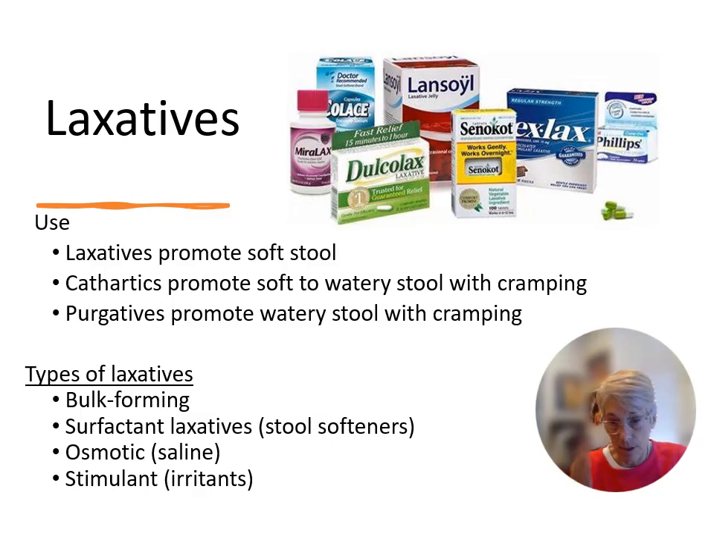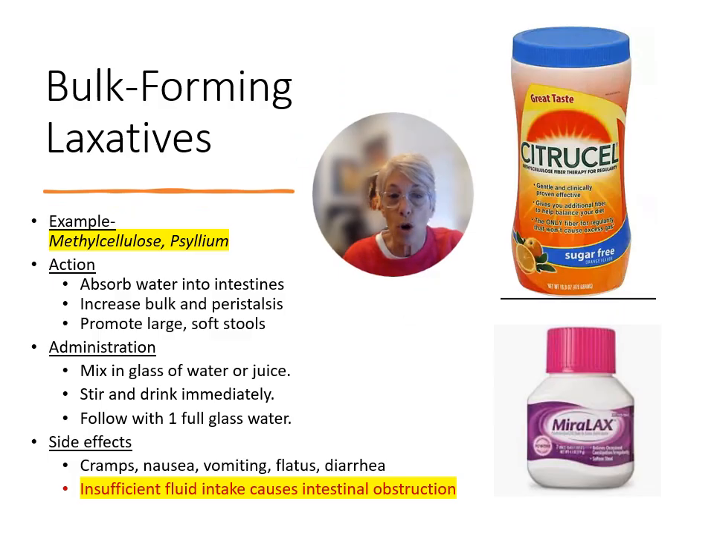Here it has, so frequent, or we have that purgative, like purge, just everything comes out, watery stool. So we're going to look at some of these and break them down a little bit. So our bulk forming laxative, these are things like methylcellulose and psyllium. This is a fiber-based laxative. Basically, it helps to absorb water from the intestine, increase the bulk, and then the peristalsis to move things along and out of the body.